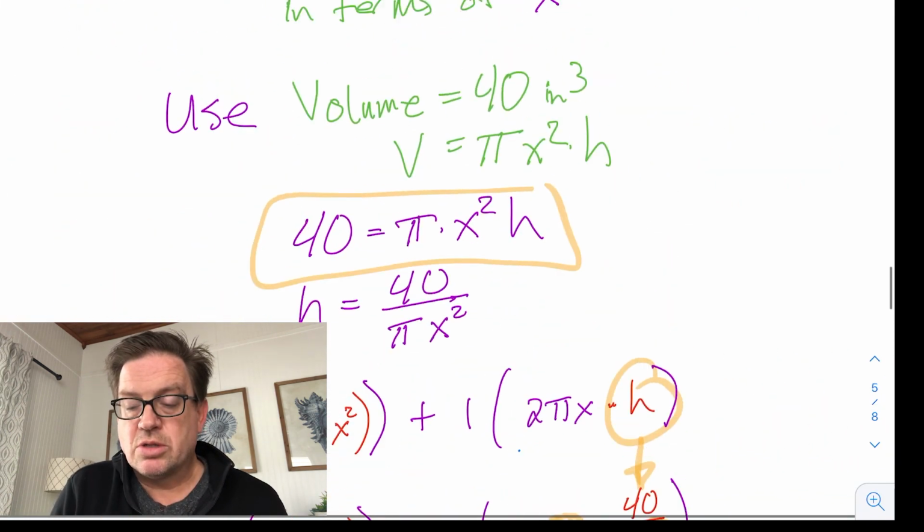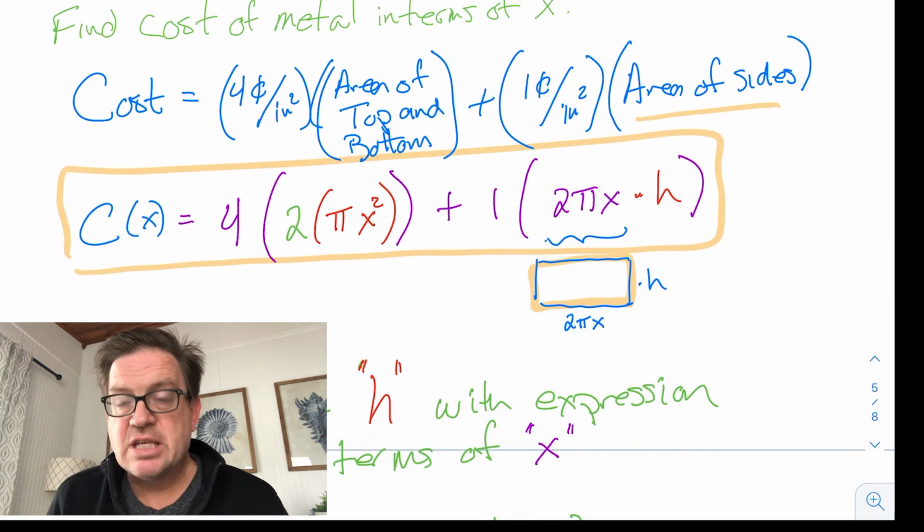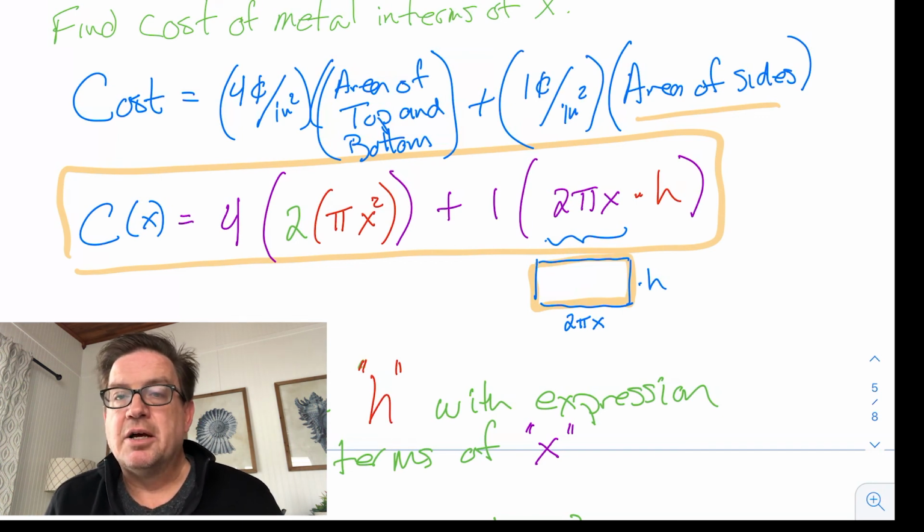There's a problem on the midterm that is similar to that. If you can set up a cost function like this, where you have the cost of the top and the cost of the sides, then plug that into a formula, graph the formula on Desmos or on a graphing calculator and find a minimum value, that will minimize the cost.